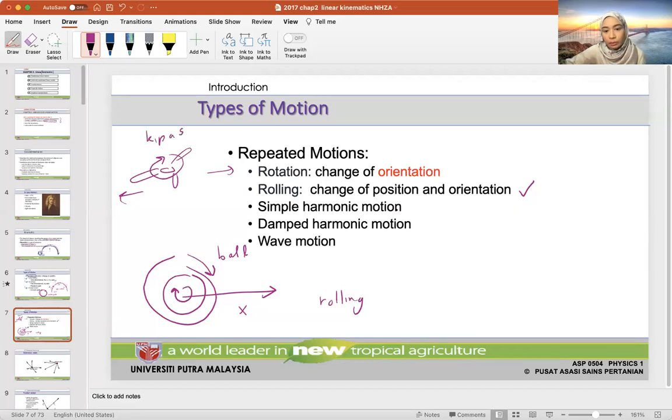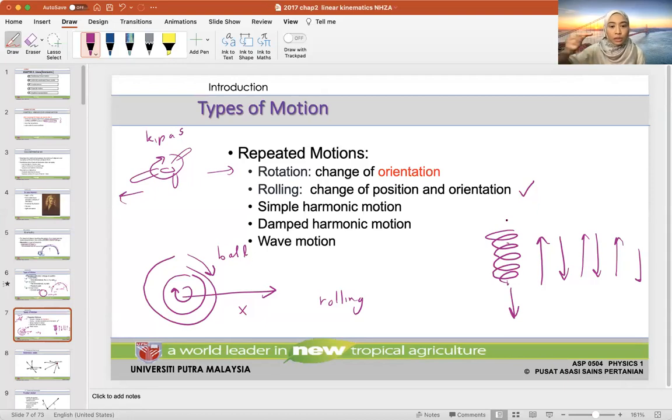And then we have simple harmonic motion. Kita ada spring. Okay, bila saya tarik spring ni, dia pergi atas, pergi bawah, pergi atas, pergi bawah. That is called simple harmonic motion. Dia pergerakan yang sama dekat tempat. Walaupun dia bergerak kanan, kiri, atas, bawah, tapi pergerakan dia sama. Berulang tapi dia bergerak, tapi dia berulang. Okay, dia bukan rotation, dia bukan pergerakan linear, dia pergerakan simple harmonic motion. Dia repetitif tapi ada pergerakan.